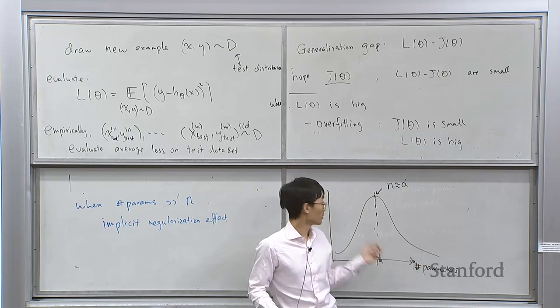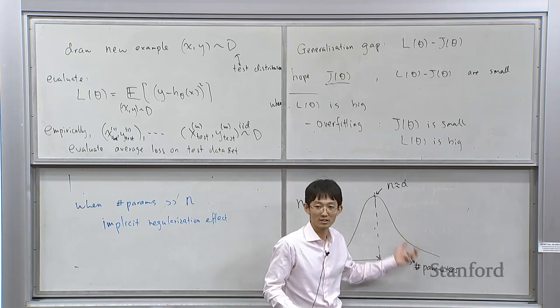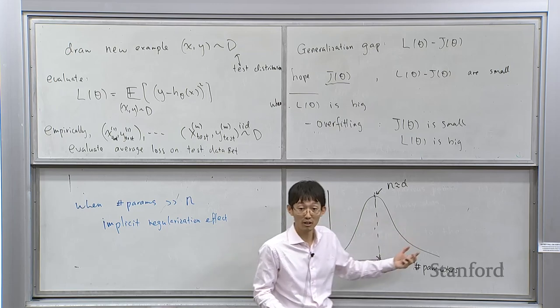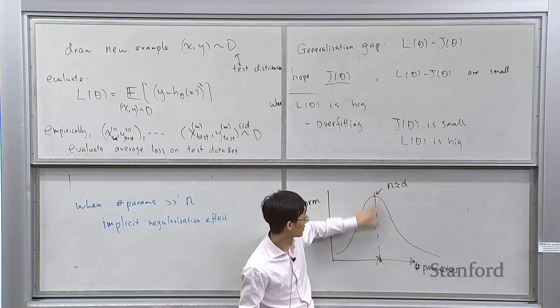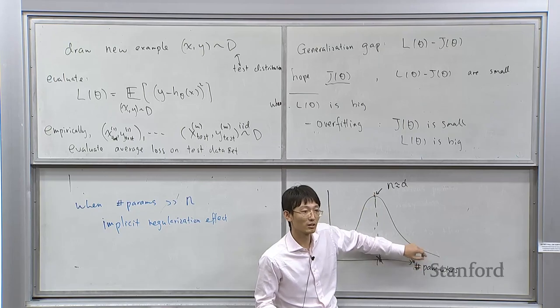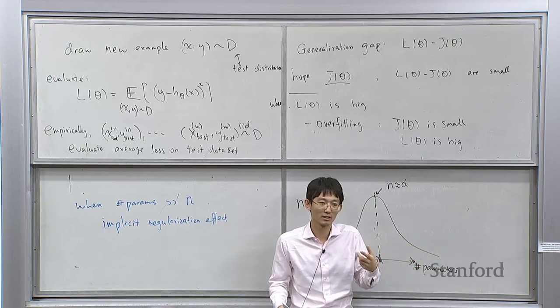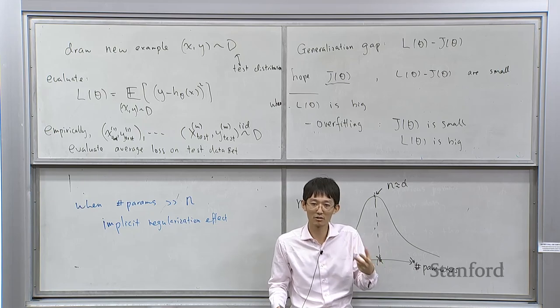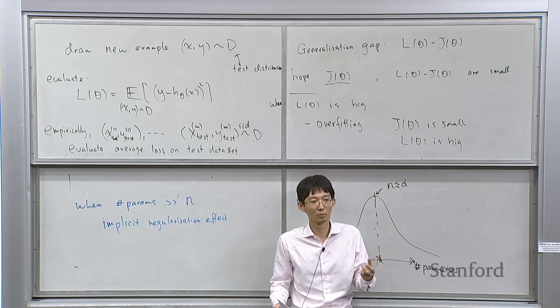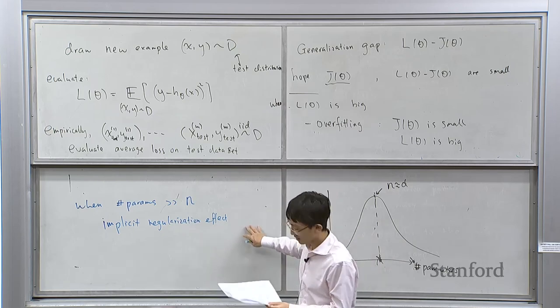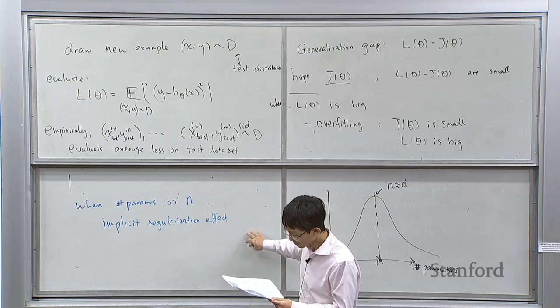When I plotted this, all of these experiments didn't have any regularization. I didn't have any explicit encouragement to make the norm small. That's why the norm here is very big. But why is the norm here small? The reason is that your optimization algorithm has some implicit encouragement to make the norm small, which is not explicitly written in the loss function. That's something I'm going to discuss more next time.